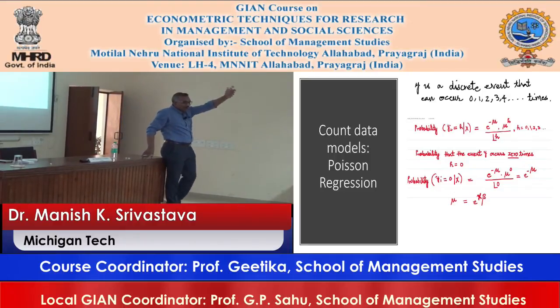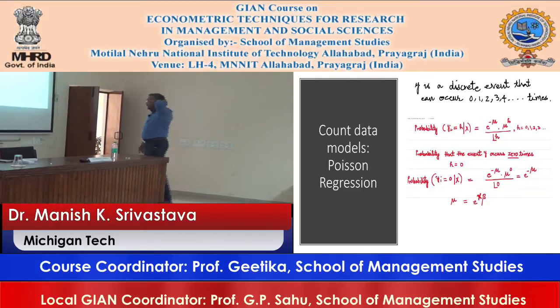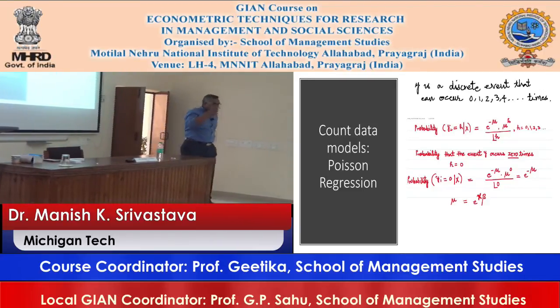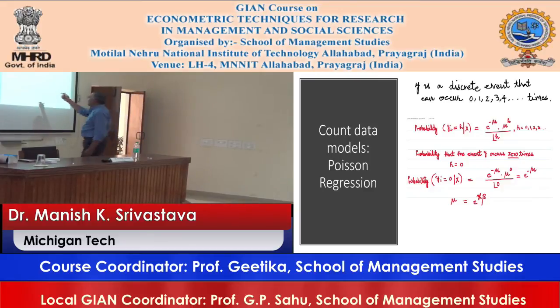I didn't talk about what mu is in that. The mu is the expectation, the mean expectation of the event, and it is going to take E to the power xb. We follow that xb logic. So it's all the predictor variables in matrix form. All the x's are captured in this matrix form, and mu, the expected mean value, is E to the power xb.